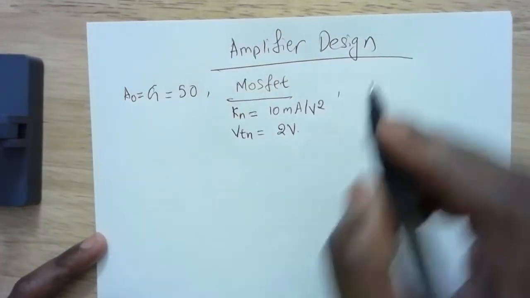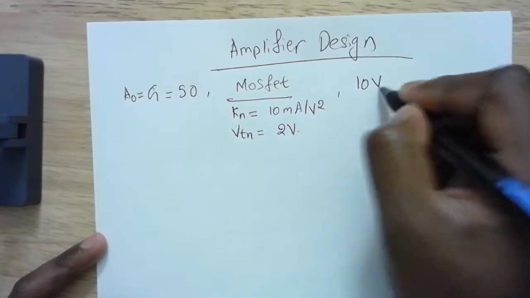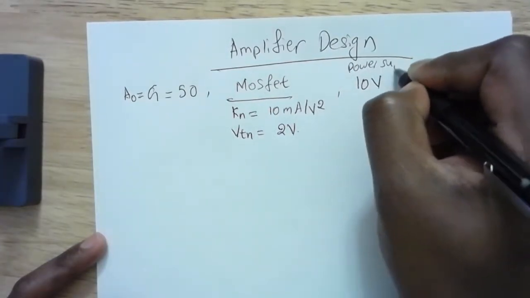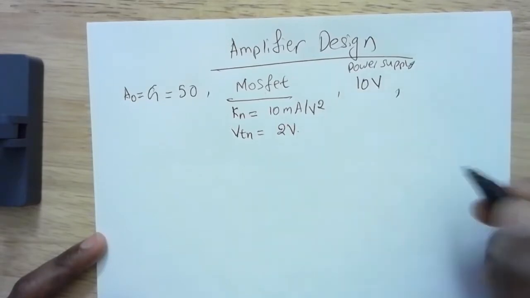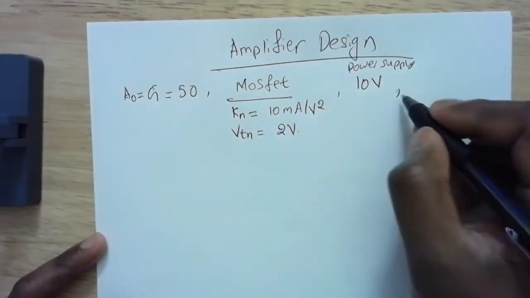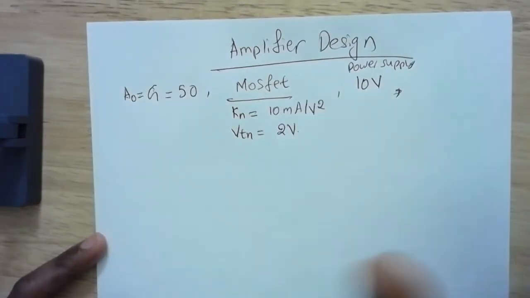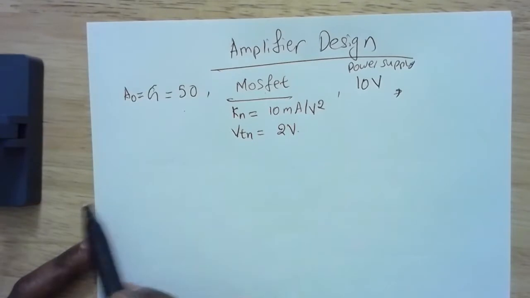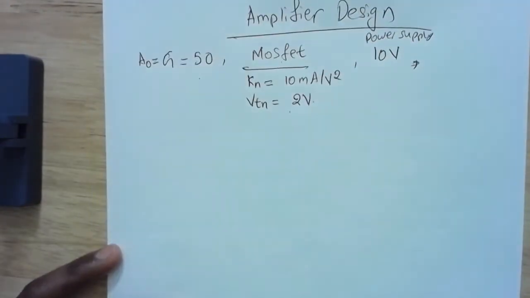We need a gain of 50. There's a power supply of 10 volts. So these are what's given to us, and we can use resistors and capacitors, etc. But these are the main. So we need a gain of 50, we have one MOSFET, and we have a 10 volts power supply.